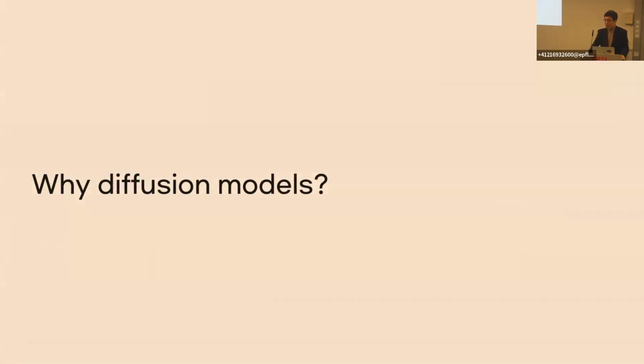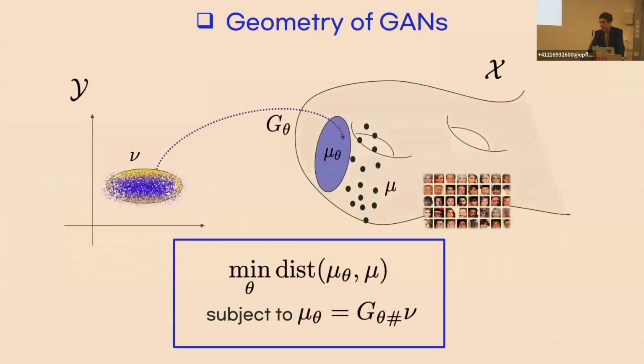Then, before I talk about how to use this diffusion model for the inverse problem, I want to talk about why the diffusion model is so important and powerful compared to previous generative models. Before that, I will briefly review the GAN and what GAN is trying to do.